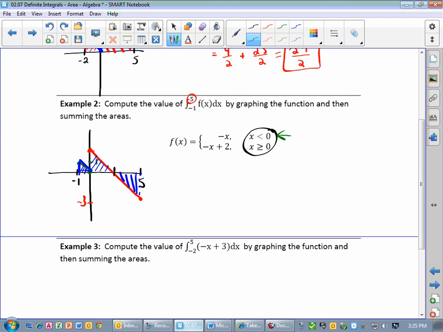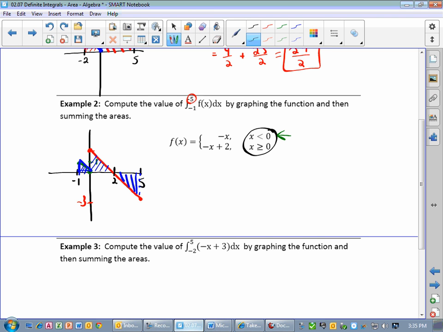Plug in what? Okay, and what value is going to make it 0? 2. Okay, we don't really plug in. We set this equal to 0, right? Now we know it equals 0 at 0, but that's not our concern. It's also 0 when x equals 2. So this value must be 2.